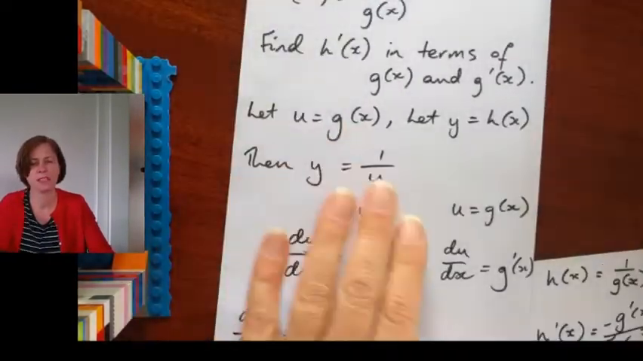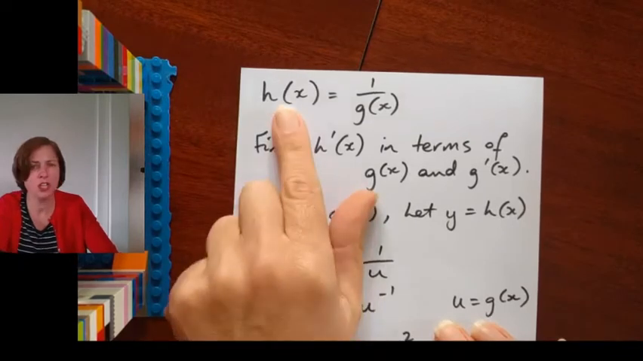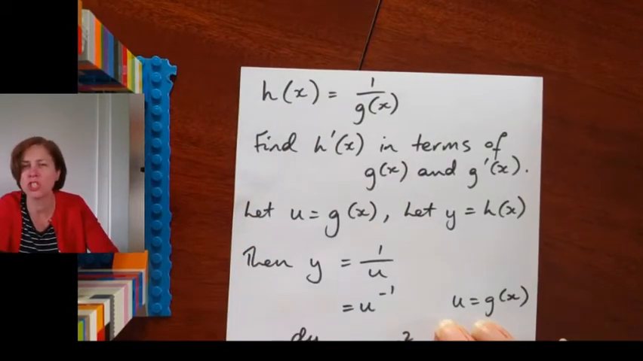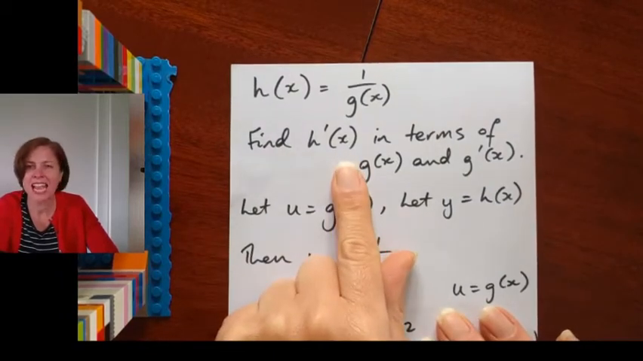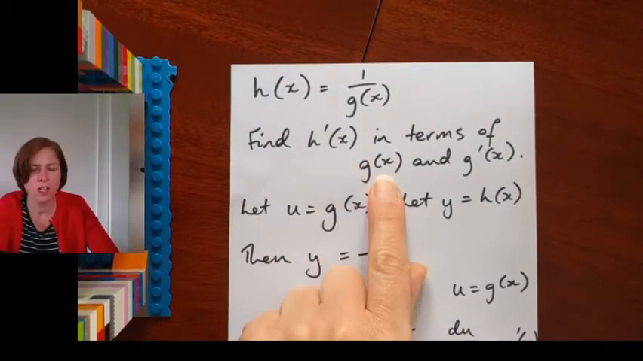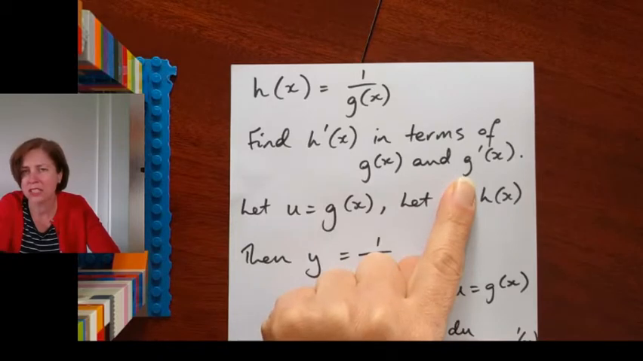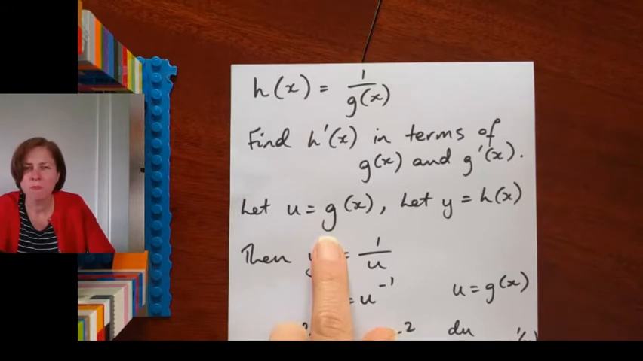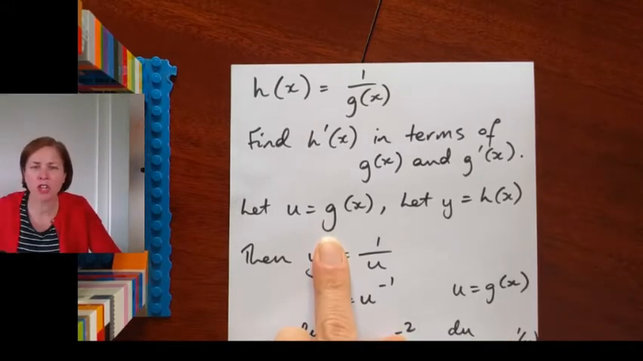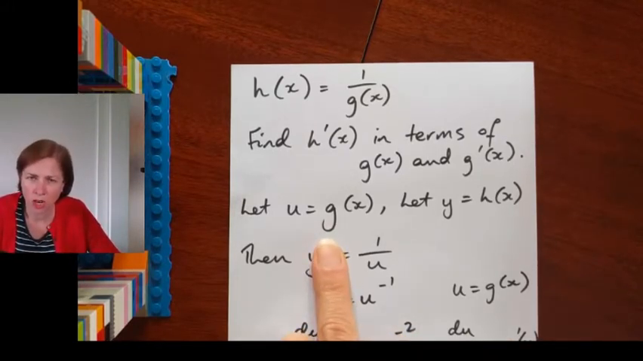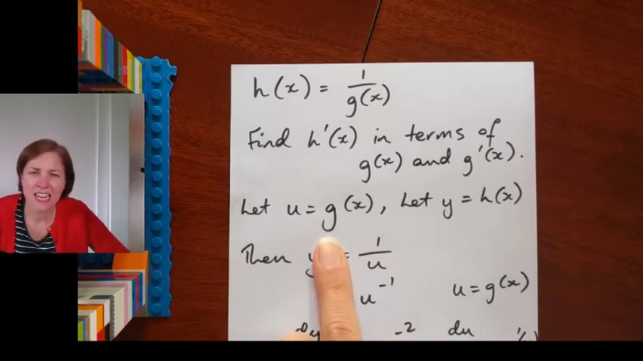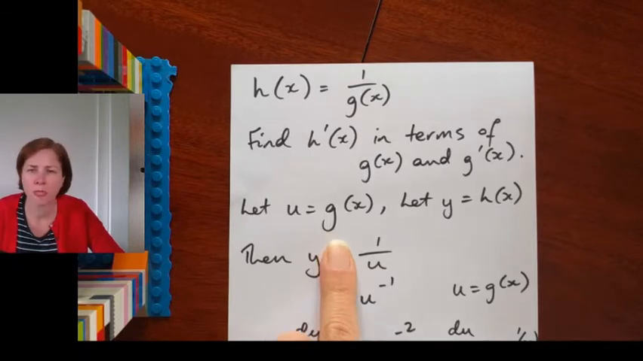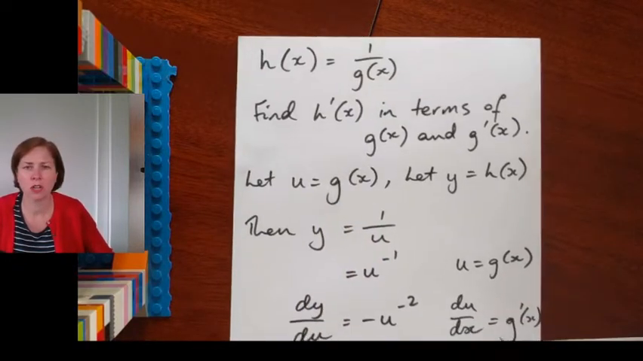So let's say I've defined h of x as 1 over g of x, and I want to know what the derivative is. I'm going to use the chain rule. I need to find h dash of x in terms of g or g dash of x, but not in terms of h of x. I'm going to use my dy dx notation only because it's what I've been using the whole time. This is not really necessary if you're familiar with using the f and f dash notation, but I'm going to use this because that's what I've been using the whole time.